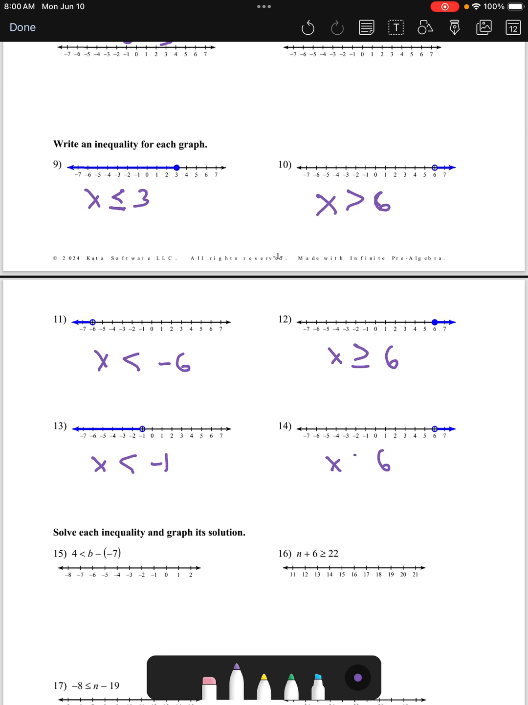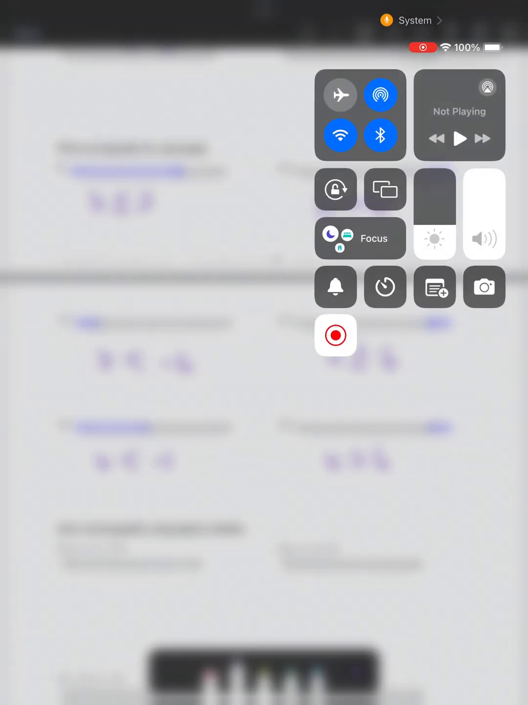And in number 14, we have 6 as our point of interest, so we're going to have x and 6. The arrow goes to the right, so x is greater than 6. And the 6 is not included, so we do not put the or equal to on this inequality.